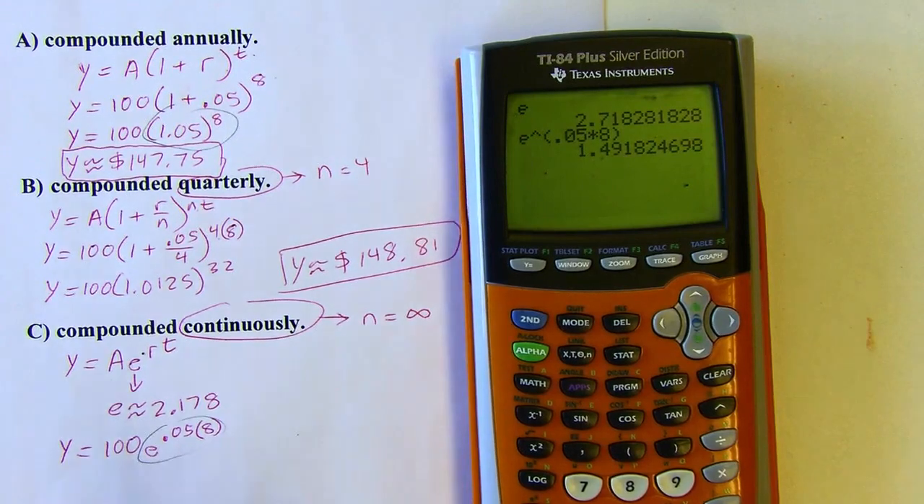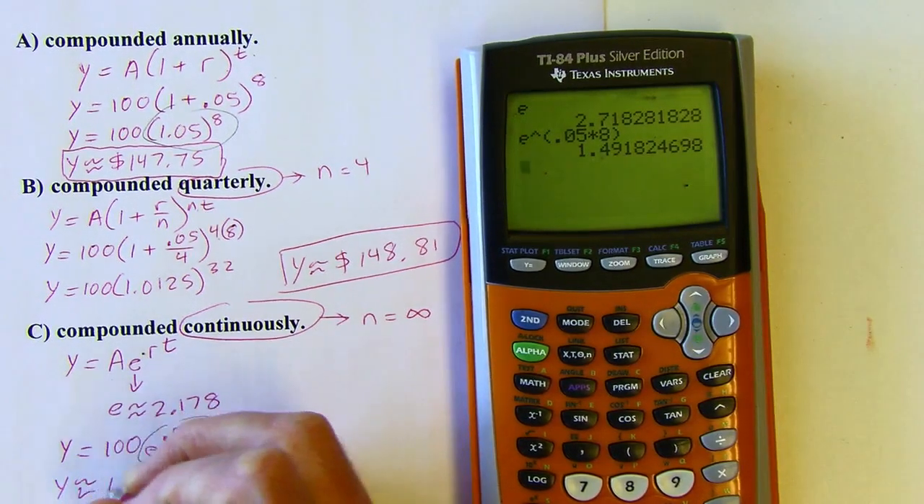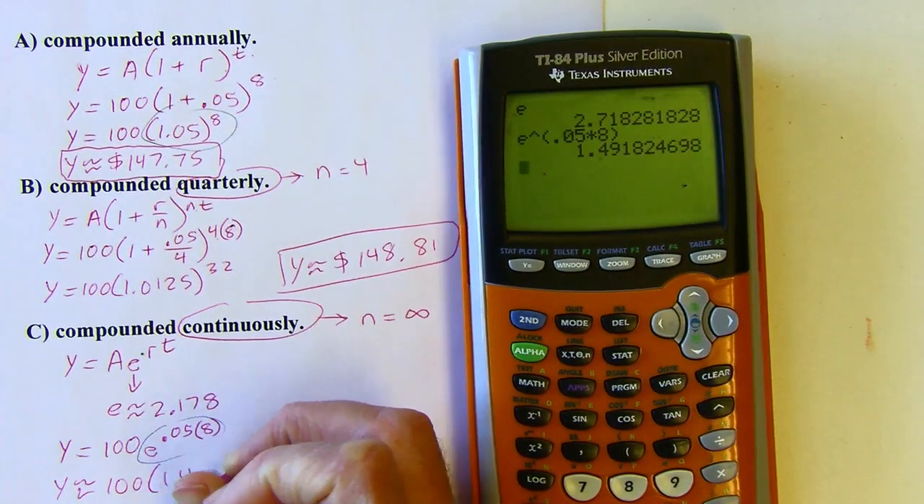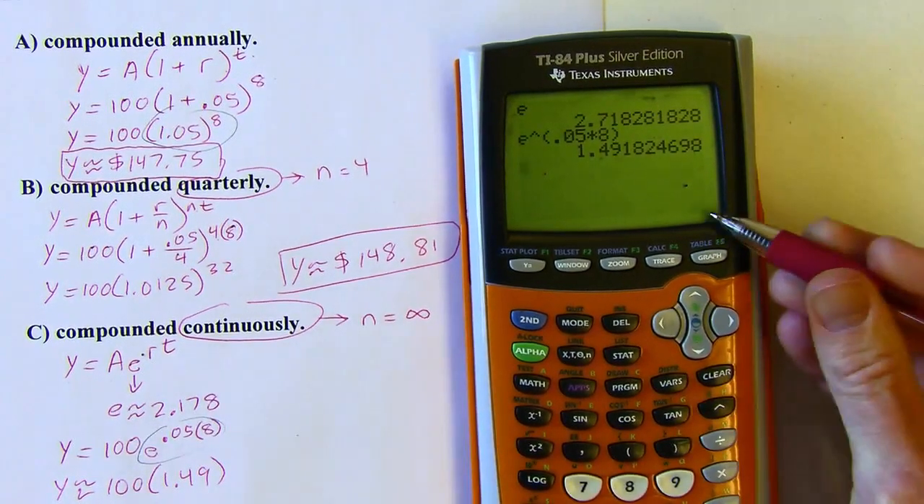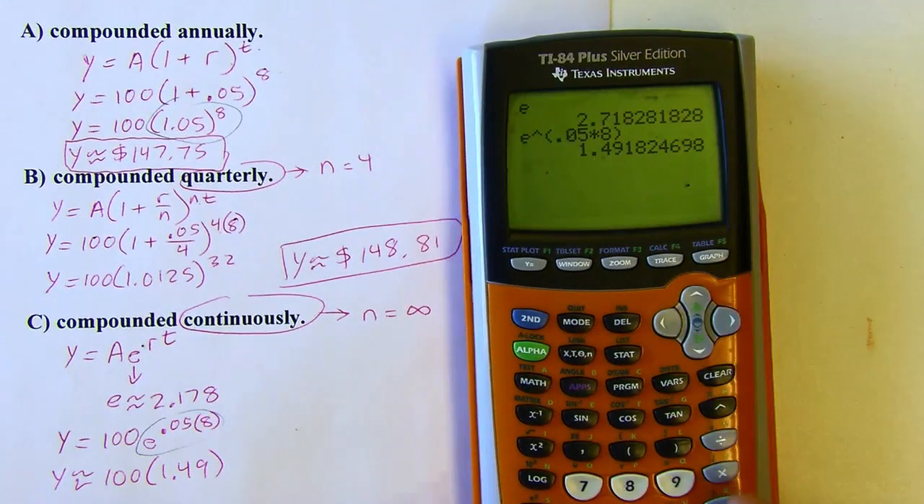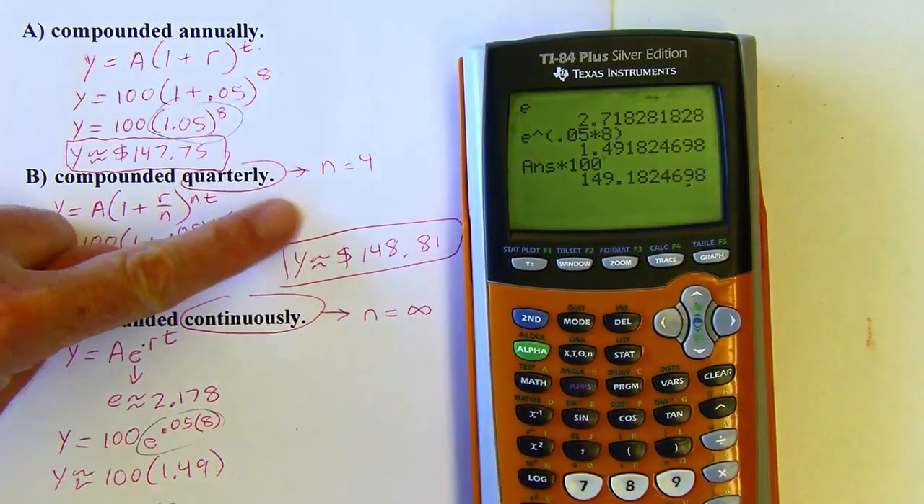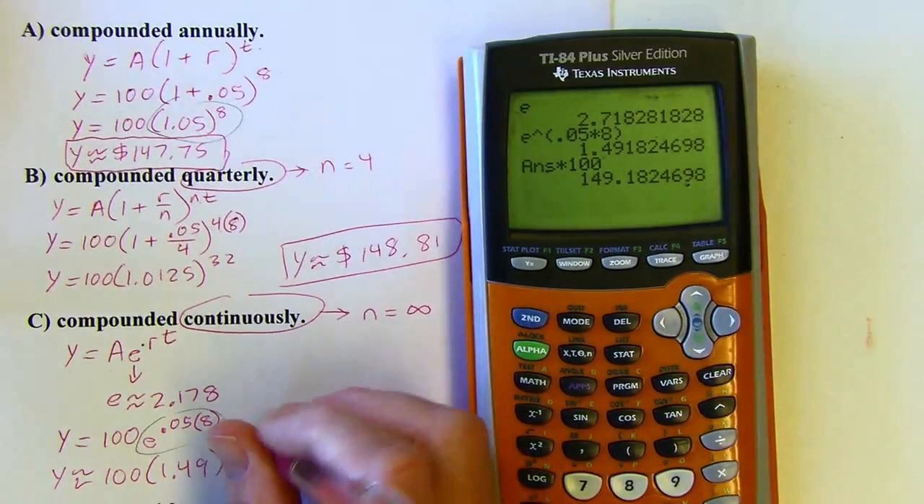Okay? So Y is going to be about 100 times 1.49. I'm not going to round as I go. I still have that nice long decimal on my calculator, so I'm going to take that and multiply it by 100. And now I can round to the nearest cent. And I did get a little bit more. Remember, we had 148 and 81 cents. Now we got 149, and it's a little disappointing.